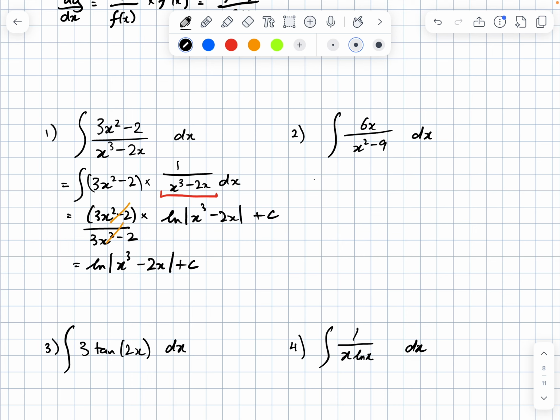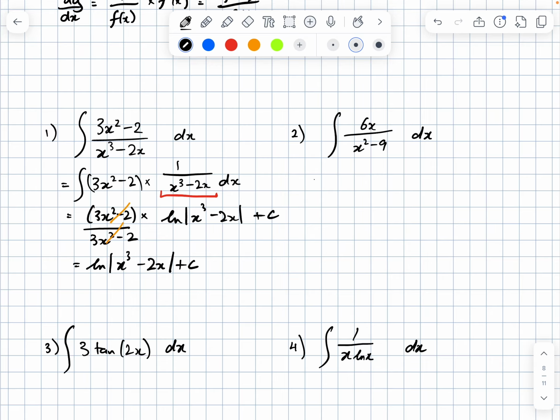For number 2, again, I can look at this and I see that the derivative of the denominator is 2x, the numerator is 6x, so that I can multiply my derivative of my denominator by something to get 6x. Now you might be able to very quickly figure out that it's 3, and so therefore the answer will just be 3 ln of the denominator. But if it was more complicated and you weren't quite sure what that was, then we're just going to follow these steps.